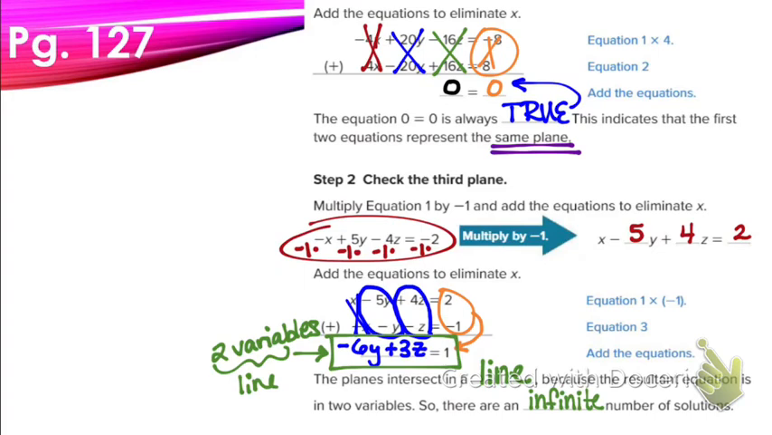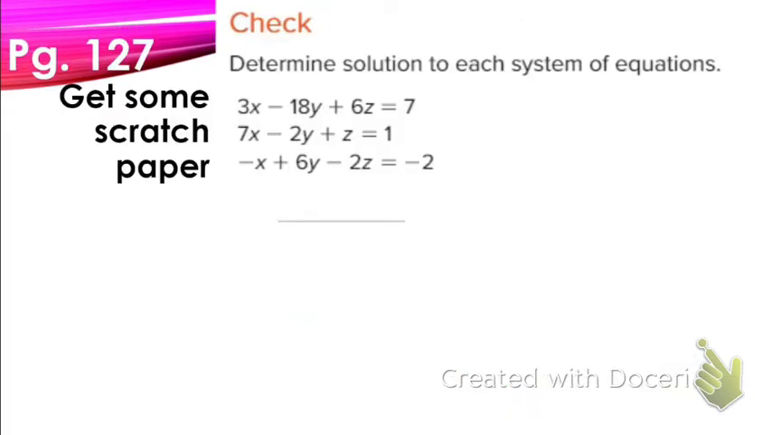I want to look at one more with you guys real quick. It's one of the check problems down at the bottom. This one won't take us very long at all. If I'm looking at these top two equations, which variable do you guys want to cancel? X, Y, or Z? We get to decide. Z sounds good.